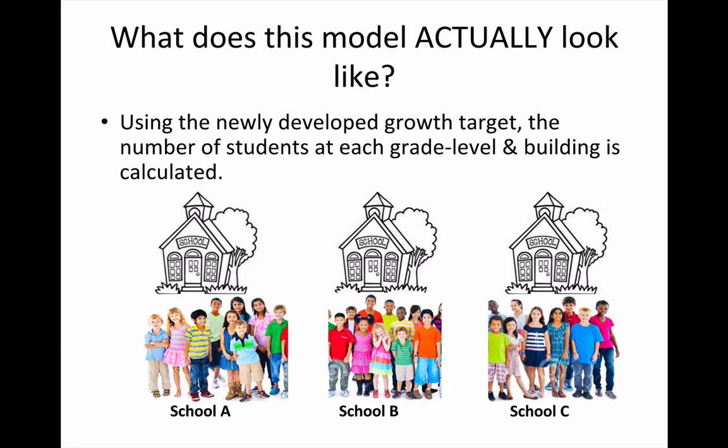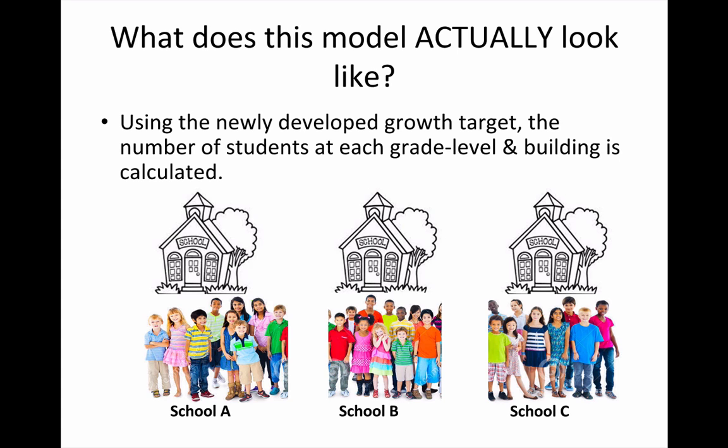Using the growth target of 4 points, the original group of students in our hypothetical scenario are placed back into their assigned buildings. Then, the number of students who met or exceeded the growth target of 4 points is calculated for each team.